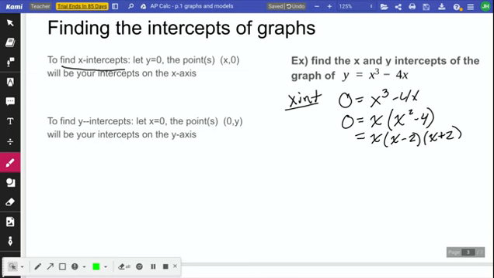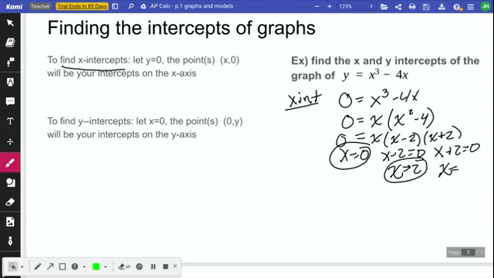Most people don't know the name of that, but if I have things multiplied together equal to 0, I can set each thing equal to 0. So I can do my x is equal to 0, my x minus 2 equals 0, my x plus 2 equals 0, and I can solve them all. So this one's already solved. This one gives me x equals 2. This one gives me x equals -2.